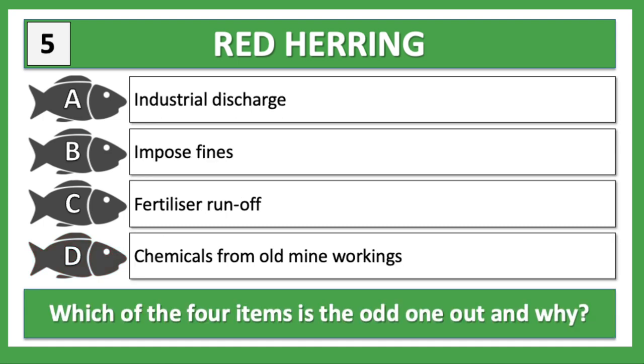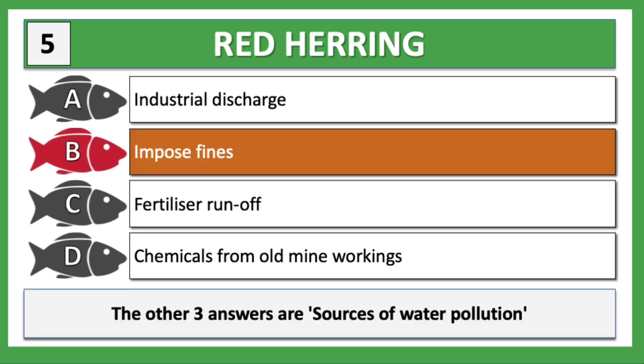Right, our last red herring is this. Industrial discharge, imposed fines, fertiliser runoff, and chemicals from old mine workings. Which of the four items is the odd one out and why? Okay, pause the video if you need to. We are about to reveal. Okay, it is imposed fines. The others are sources of water pollution, and obviously you can be given fines if you are caught as a company dumping any of those things into local rivers.